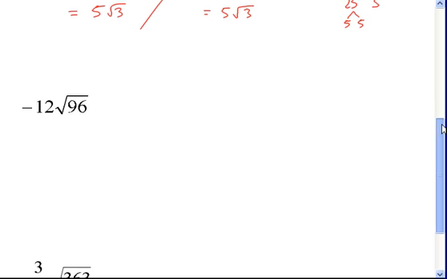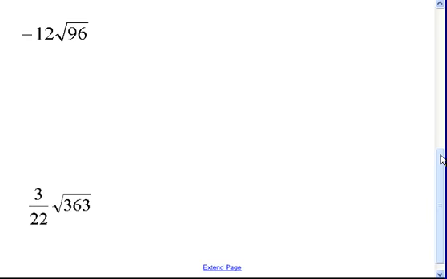Then, let's do one more question here. So, something like this. Negative 12 multiplied by root 96. Well, 96, what multiplies together to give me 96? 48 and 2. Sounds good. Now, what multiplies to give me 48? Sure, we can go with 6 and 8. The 6 is 3 and 2, the 8 is 4 and 2, and the 4 is 2 and 2.